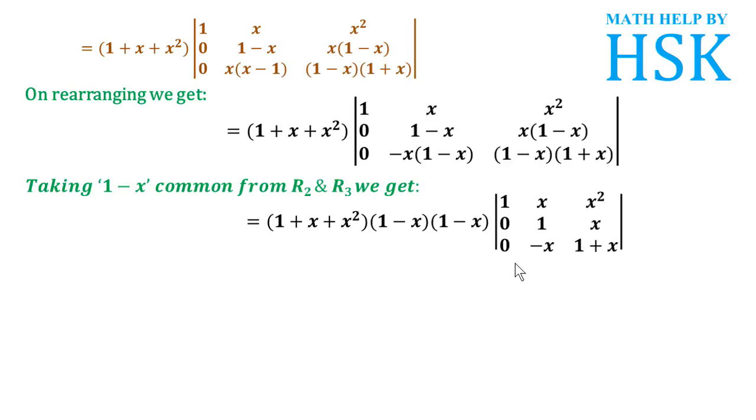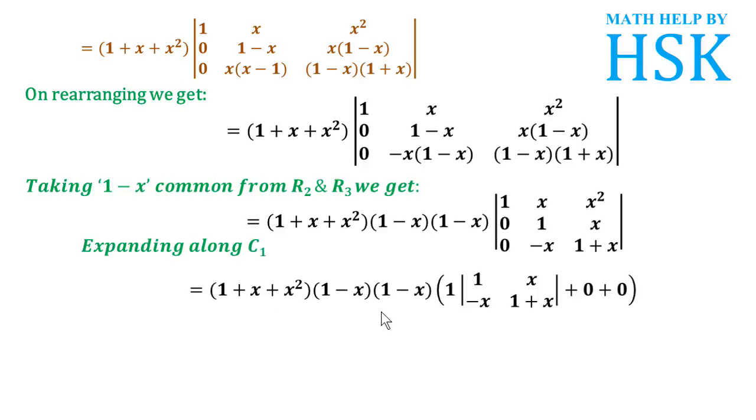Now because the elements of the first column are such that they have two zeros, I'm going to expand this determinant along the first column. So I'm going to get these terms as it is, times 1 into the determinant obtained by removing first row and first column, that is 1, x, minus x, 1 plus x, plus 0 plus 0. We do not have to worry about these zeros because 0 into any term would ultimately be 0. So both the terms in the first column are 0, so we are going to obtain 0 for the second and the third term of the expansion.